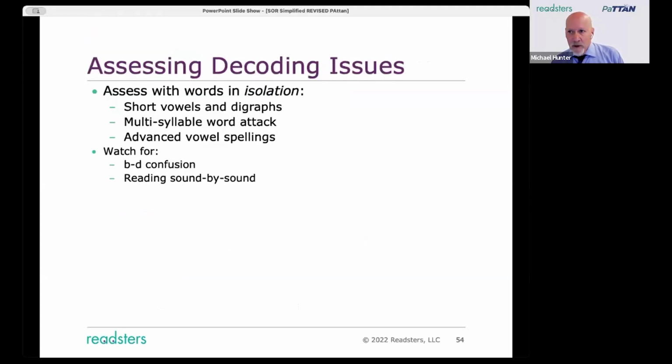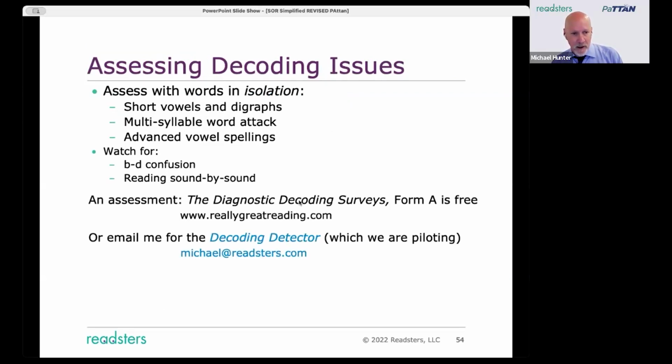Of assessing decoding. Decoding, you must assess with words in isolation to take meaning out of the picture. You want to look at short vowels and digraphs and blends. You want to look at multisyllable word attack. You want to look at advanced vowels. Also watch for BD confusion. And then also reading sound by sound, because the student may be able to do words accurately, but are doing sound by sound. And remember, that's not reading.